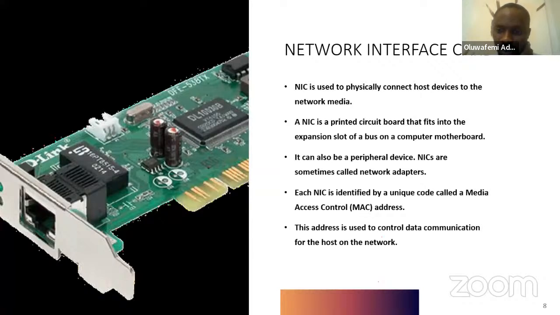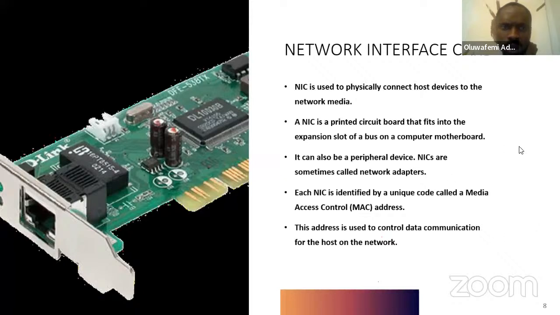Each one of them has a unique media access control address, which is the MAC address. We will get there. This address is used to control data communication for the host on the network, right? The types of address that we have, we will probably go there in the course of this training. So this is an NIC. I'm dwelling more here because this is something that we can easily see, the port there, and we understand that, oh, this is an NIC, right?